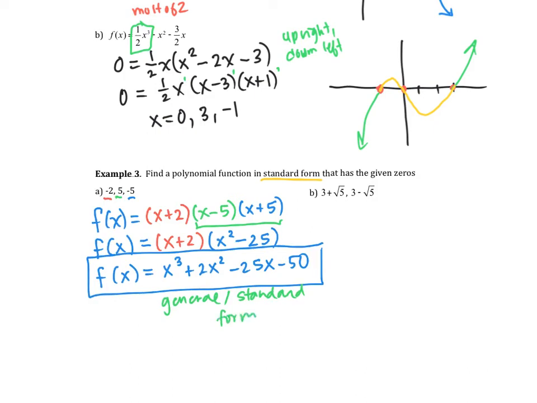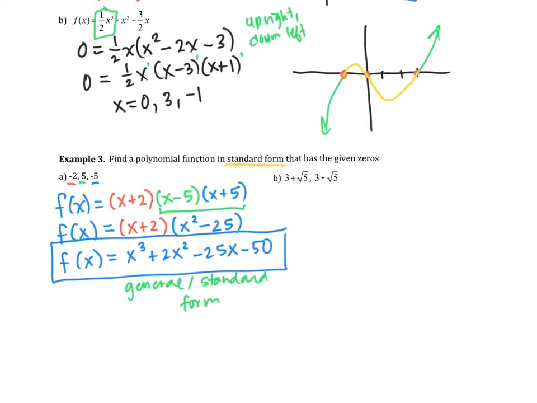We're going to do one more like that for this section, and then we'll be done. And again, these are non-unique polynomial functions, so you could have another function that's just as correct, and I will try to mark it correct. Now this part B has two zeros, 3 plus √5 and 3 minus √5.